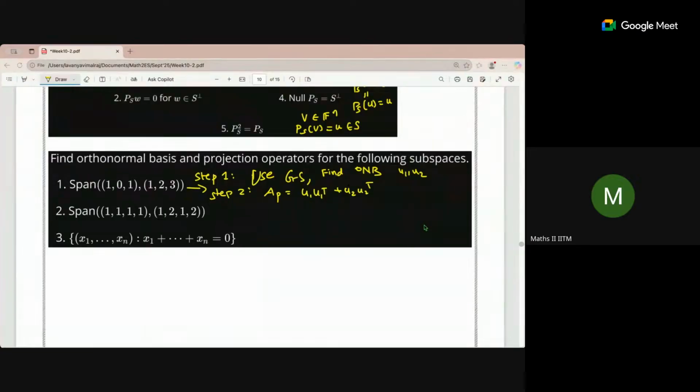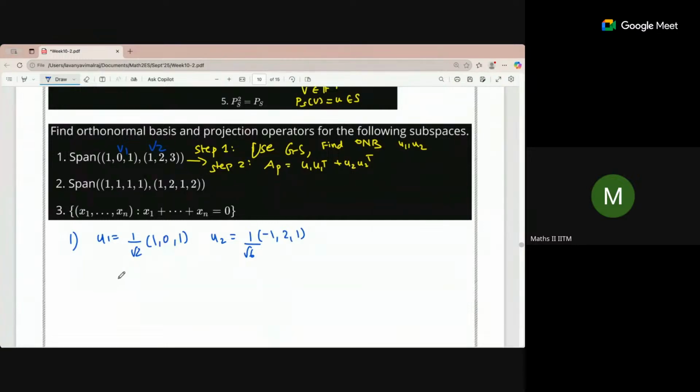Okay, since we are running out of time, I will give you the answer for the first question, and then you can verify. For the first question, the orthonormal basis, let's say this is v1 and v2. Your u1 is first of all 1 by root 2 times (1, 0, 1), and your u2 is (-1, 2, 1) by root 6. If I do minus 1 plus 1, 0. Yes, so this is an orthonormal basis. So this is u1, u2.